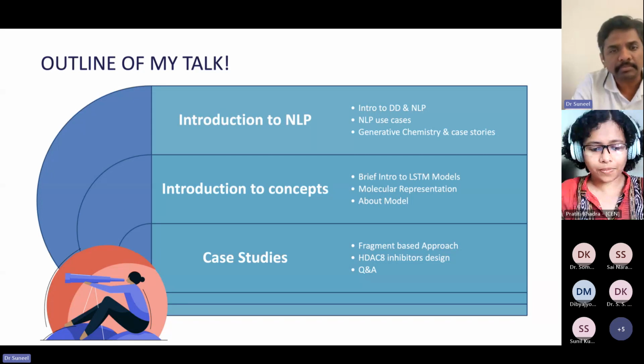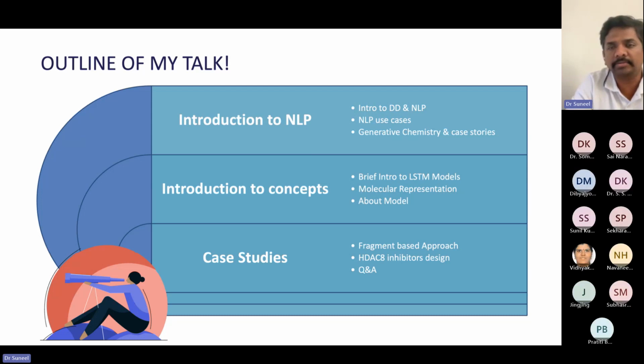And then, on a day-to-day basis, I use LSTM models for my drug discovery projects. So I'll start with a simple introduction to the LSTM models and how the molecular representation works. I have a simple Python code demonstration also if you're interested, followed by how LSTMs work. And then case studies: there were generative chemistry success stories, and we have successfully designed molecules using AI, synthesized and tested them, and we achieved nanomolar potent compounds.